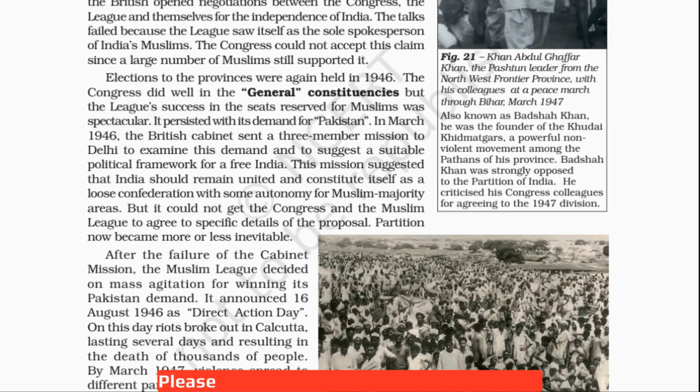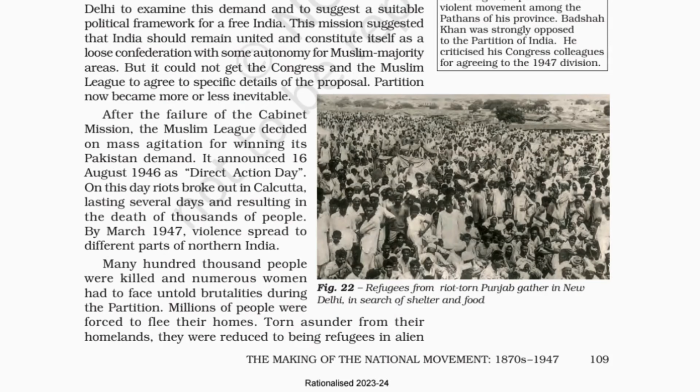Now what happened was, on 16th August 1946 the Muslim League called Direct Action Day, right? Why? To show support for Pakistan after the cabinet mission failed. Then strikes and rallies in Calcutta turned violent, riots spread and thousands died. On this day, riots broke out in Calcutta, lasting several days and resulting in the deaths of thousands of people. By March 1947, violence spread to different parts of northern India.